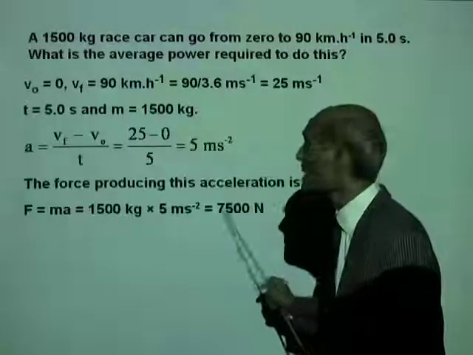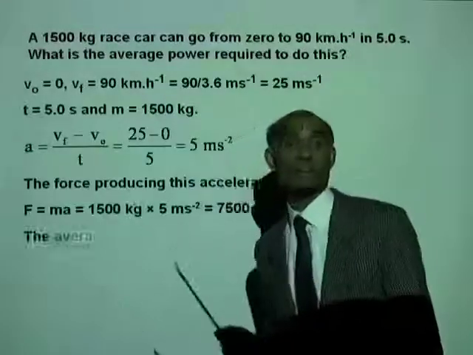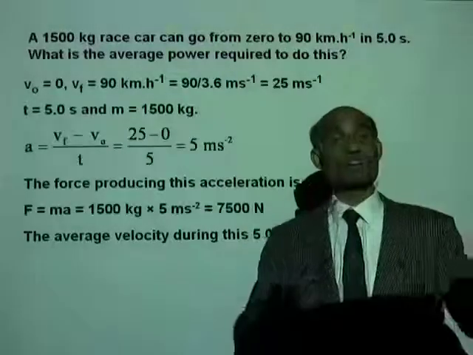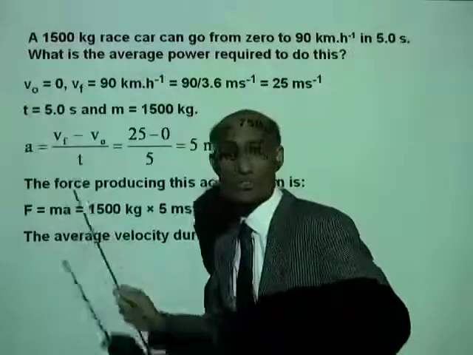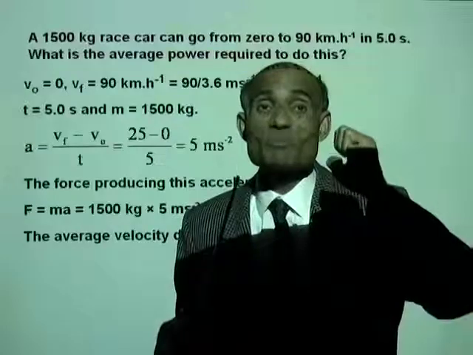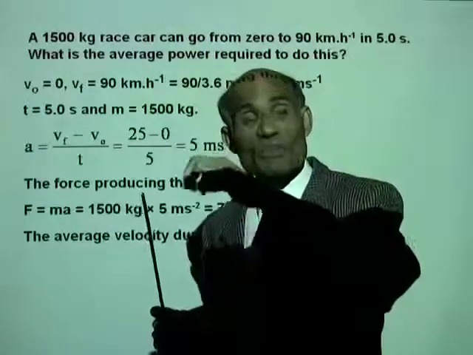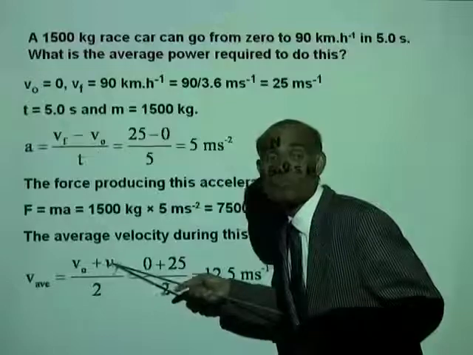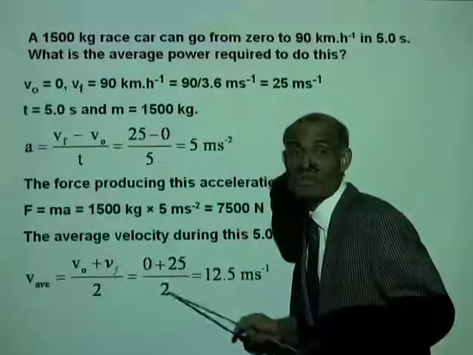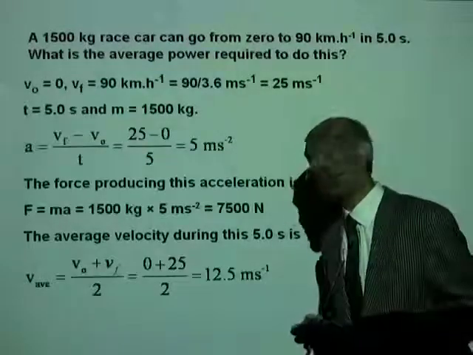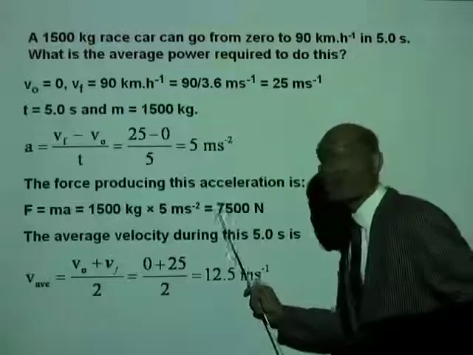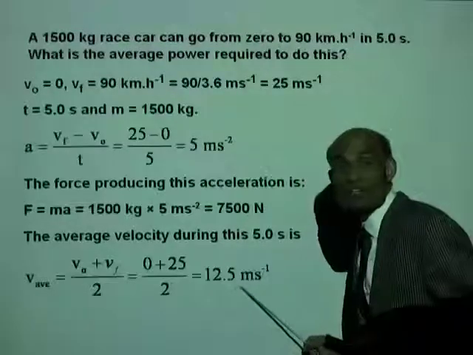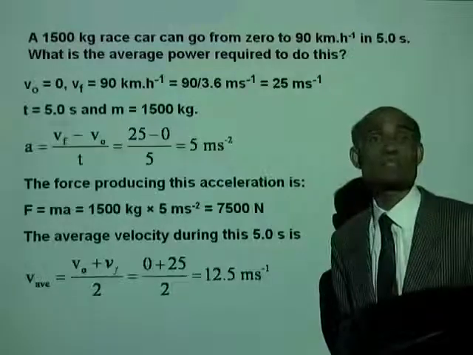Now, this is the amount of force that is used in accelerating the car. The average velocity during this 5 seconds. Can you tell me what is the average velocity during this 5 seconds? Because the acceleration is a constant, the average velocity is simply initial velocity plus the final velocity divided by 2. So the average velocity is V0 plus Vf over 2. 0 plus 25 over 2, that is 12.5 meter per second. A force of 7,500 Newton applied on the car gave it an average velocity of 12.5 meter per second.